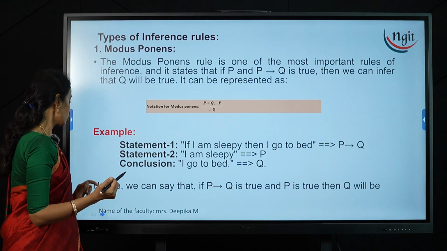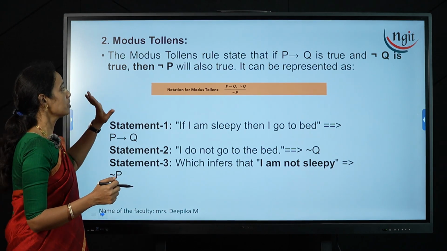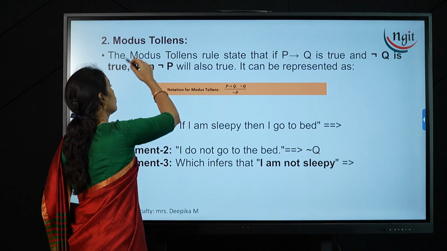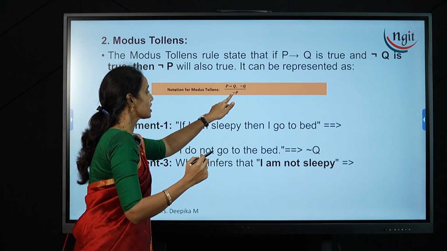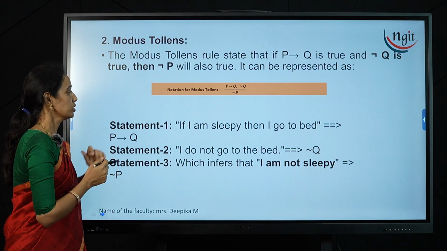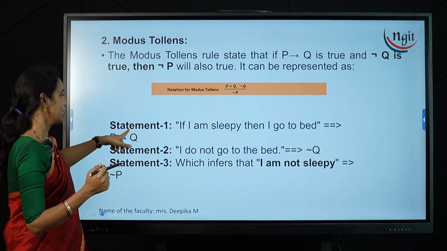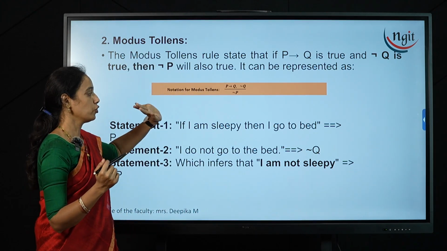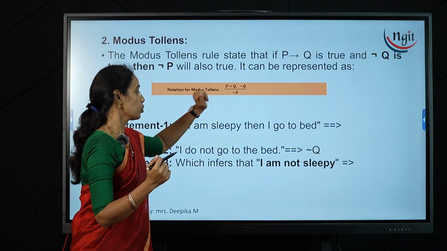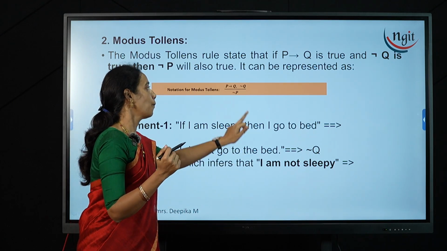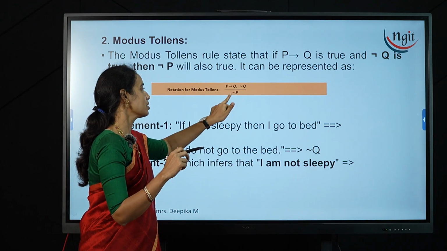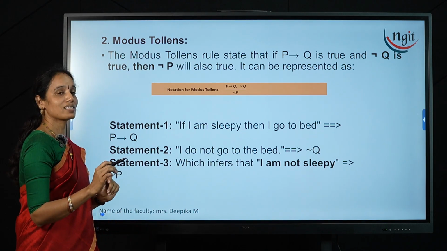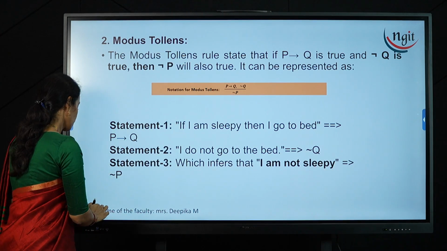The next one is modus tollens. This rule states that if P conditional Q is true and negation Q is true, then we can say that negation P is also true. It is the same statement you see here: if I am sleepy, then I go to bed, that is P conditional Q. We are saying negation Q, that is, I do not go to bed. If I do not go to bed, that means negation P, that is, it infers that I am not sleepy. So this is called the modus tollens rule.